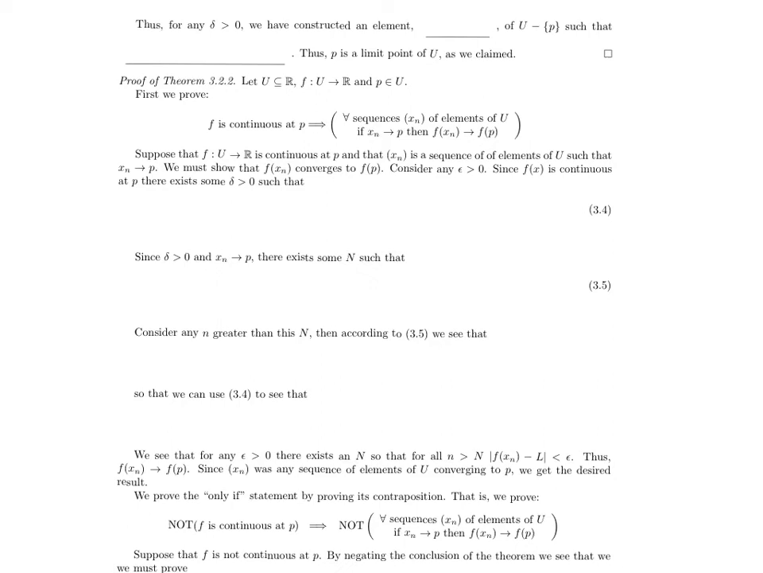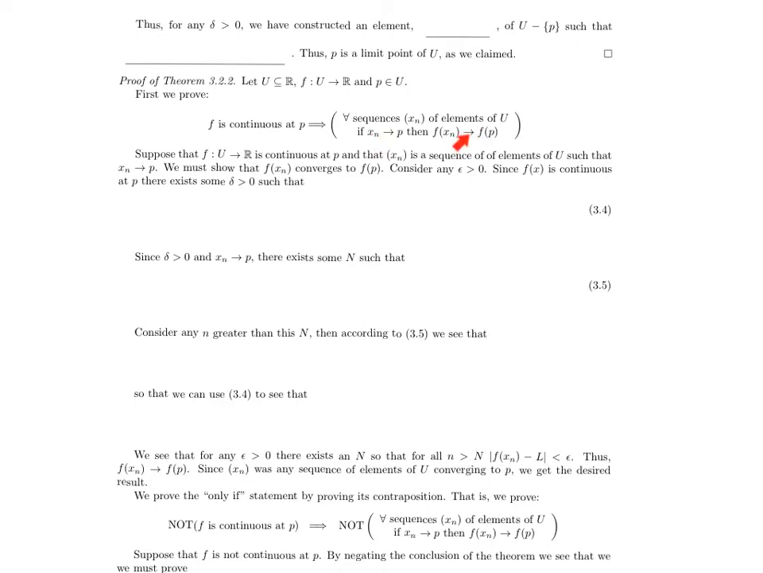Hello again, students. The goal of this recording is to prove the theorem, which in the notes is called Theorem 3.2.2. It says that if U is a subset of R, f is a function defined on U, and p is in U, then f is continuous at p if and only if for every sequence x_n of elements of U, if x_n converges to p, then f of x_n converges to f of p.